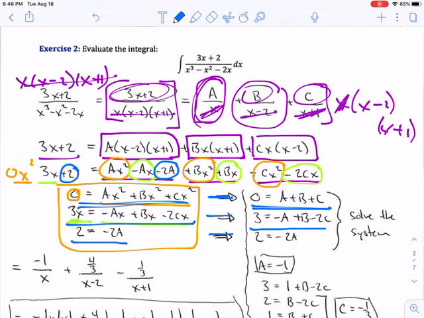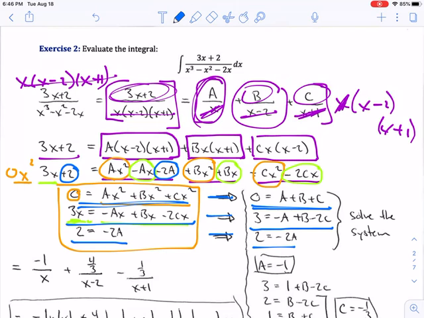I have 3 is equal to negative a plus b minus 2c. So if you've had some linear algebra in your college algebra class, this will make perfect sense. If you've never had any linear algebra, matrices type stuff, this is not going to make much sense either. And then finally, 2 equals negative 2a is just the same.